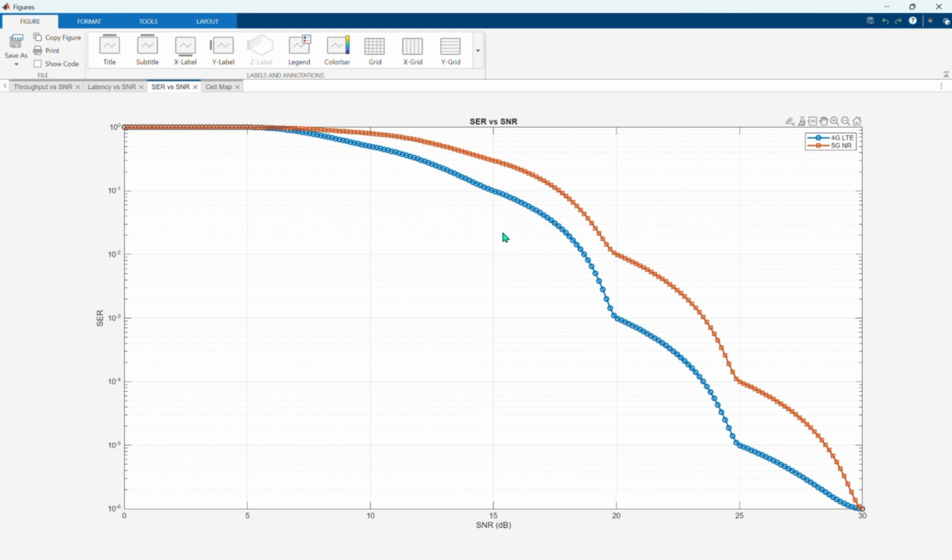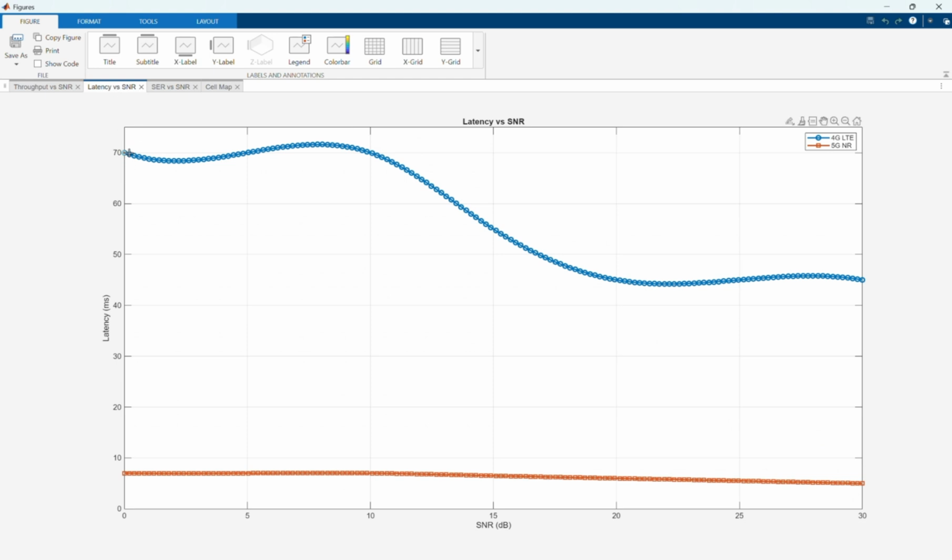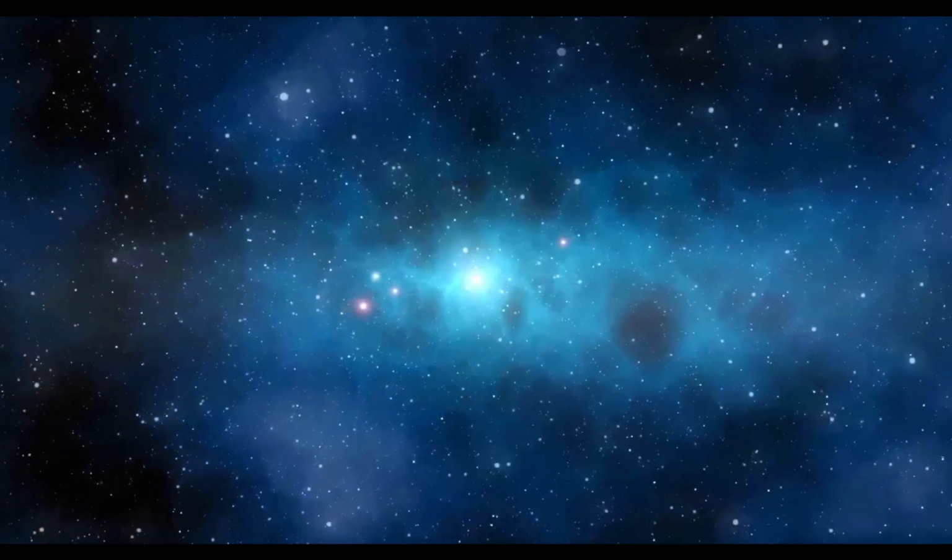The symbol error rate decreases smoothly with SNR, showing strong reliability for both networks, but with 5G maintaining better overall performance. Finally, the cell map visualization shows how coverage quality naturally declines with distance, emphasizing the importance of advanced techniques like beam forming and small cell deployment in 5G systems.